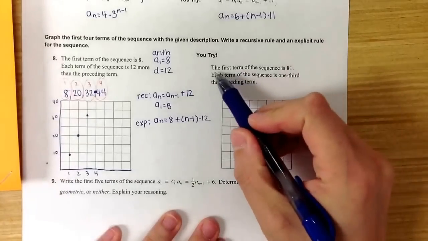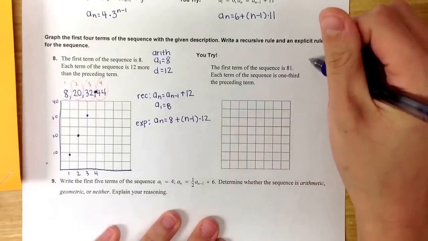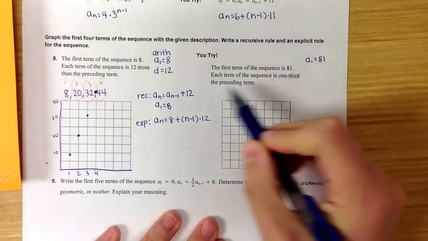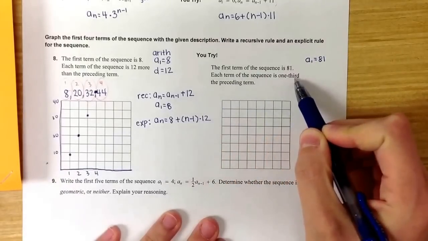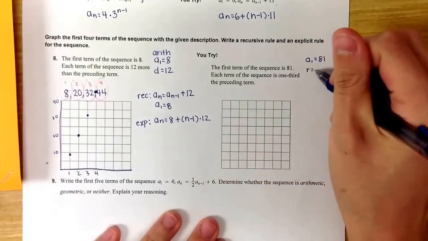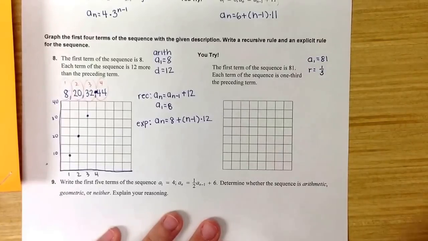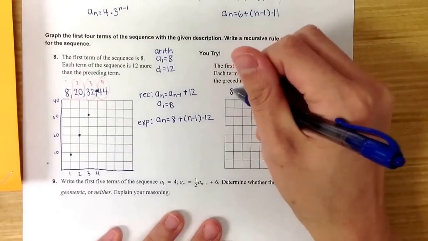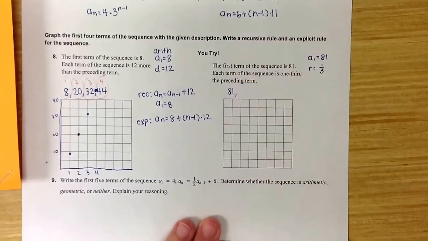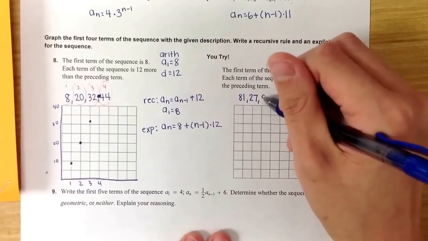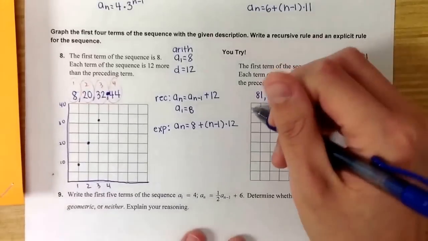Okay, this one, the first term of the sequence is 81. a1 equals 81. Each term of the sequence is 1/3 the preceding term. If it's 1/3, that means it's times 1/3, times 1/3, times 1/3. So your common ratio, r, is 1/3. Okay, so what are the first 4 terms? You start off with 81. Type it in your calculator. 81 times 1/3 is 27. 27 times 1/3 is 9. 9 times 1/3 is 3.